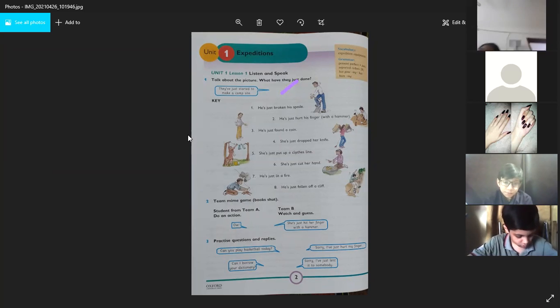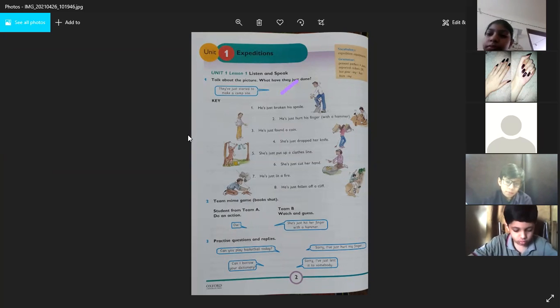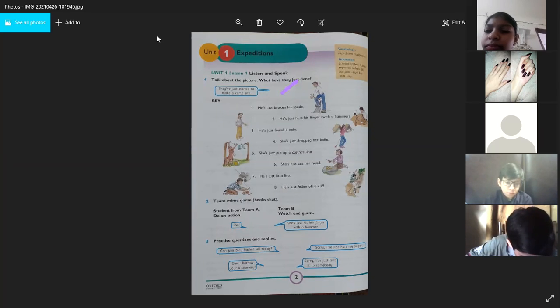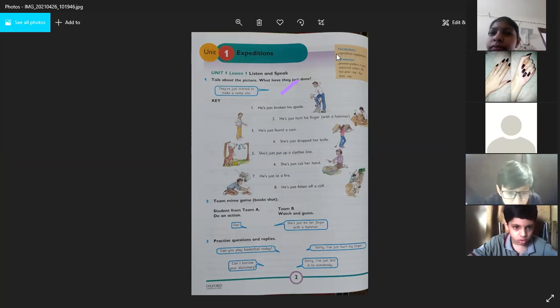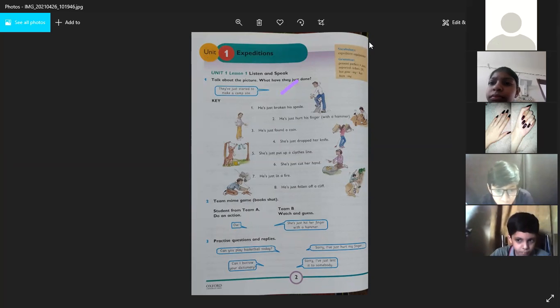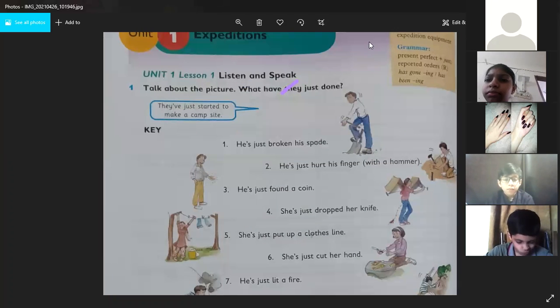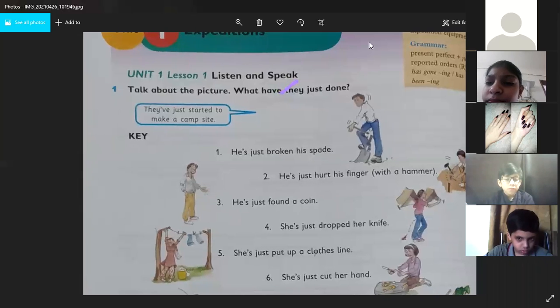Okay, number three, look at picture number three, the man with yellow pants and white shirt. He has just found a coin. Can you see the coin in his hand? I will just zoom the picture. Look at this picture. He has a coin in his hand. Can you see it?